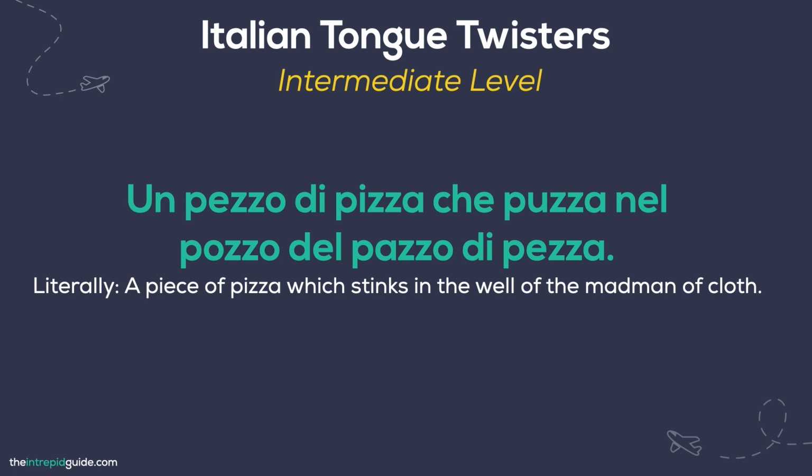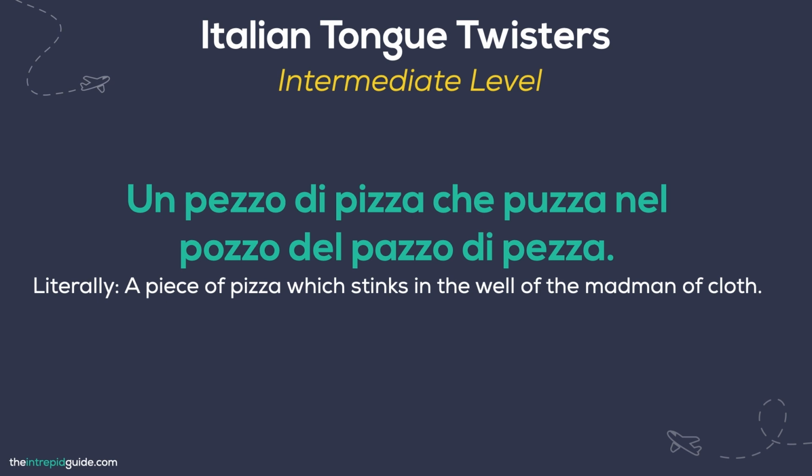This literally means a piece of pizza which stinks in the well of the madman of cloth. This is another great Italian tongue twister if you need to practice the double Z sound. And the fact that almost all the words in this tongue twister start with the letter P followed by a different vowel adds an extra layer of difficulty.